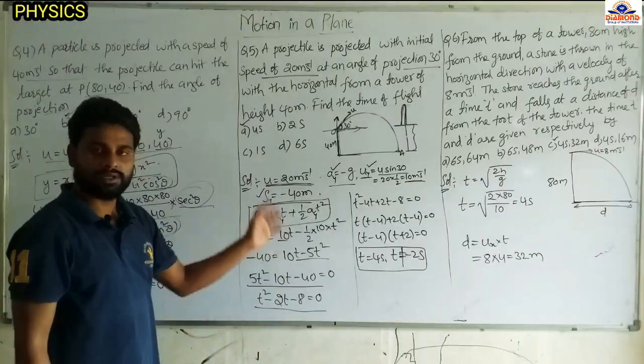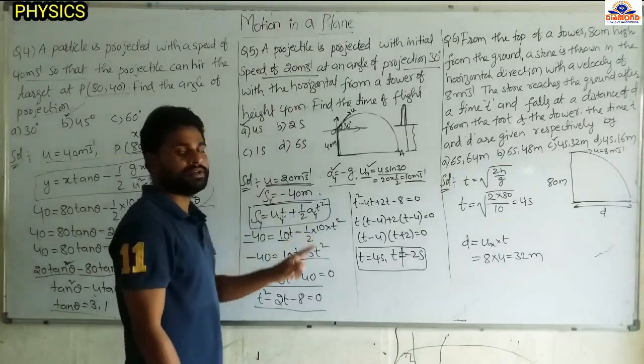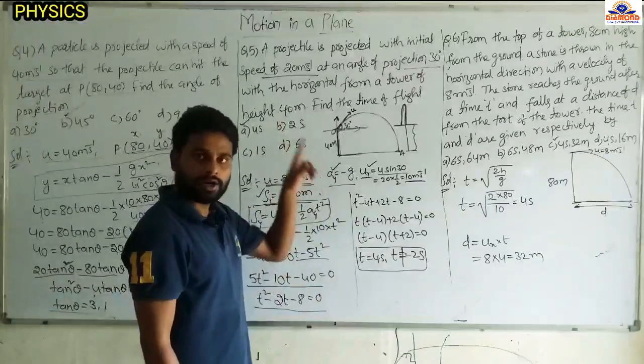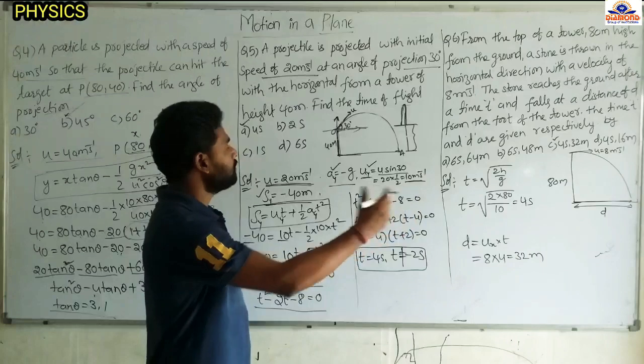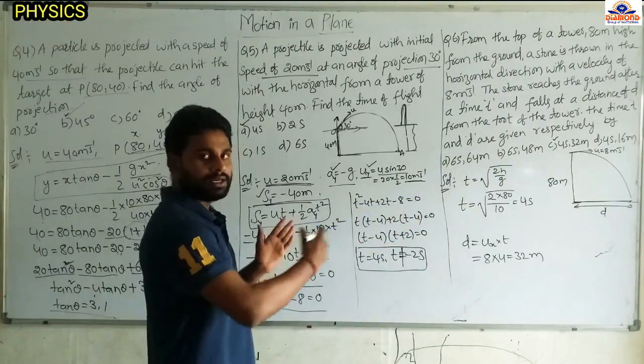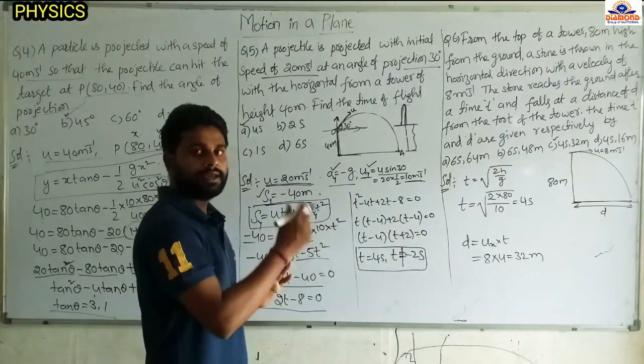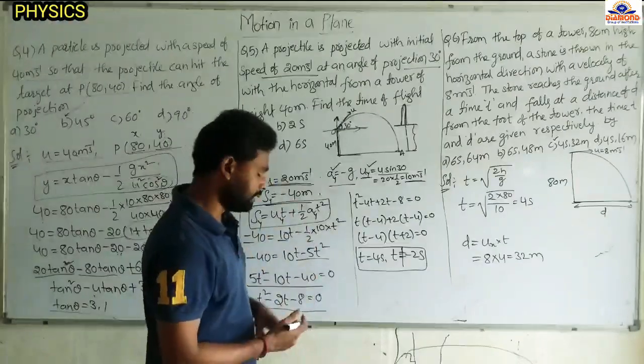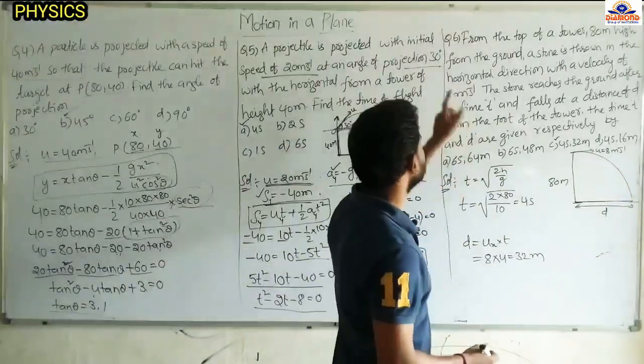Okay, like this we have to solve the problem. So time of flight, if they ask, we have to consider the vertical components. If they ask the range, then velocity in the direction of the horizontal into time of flight, that we have to take. Okay, next see the next question, sixth question.